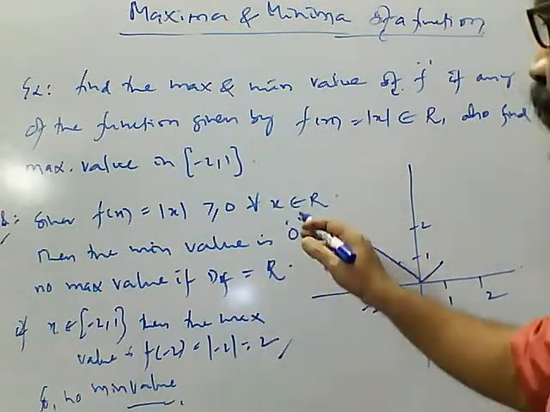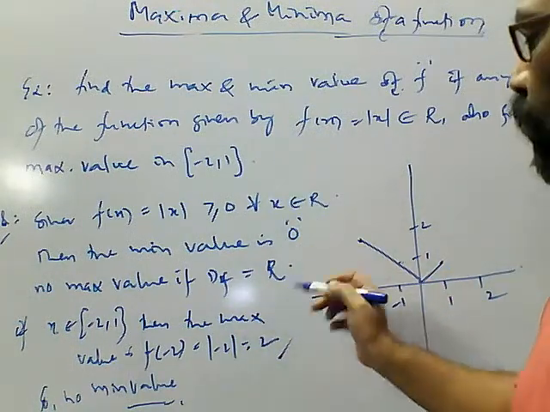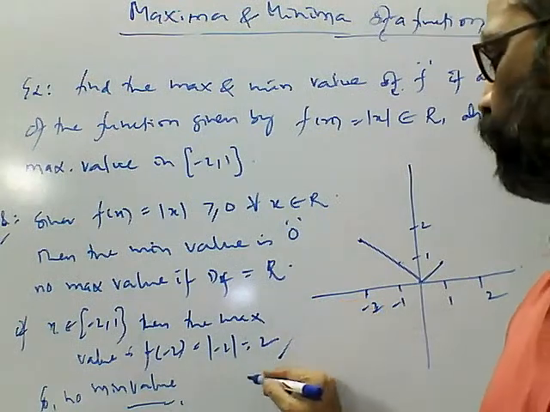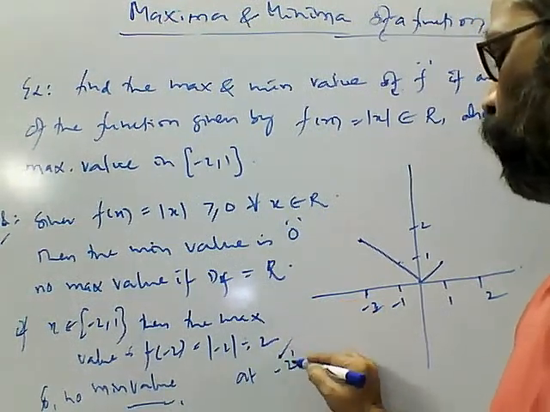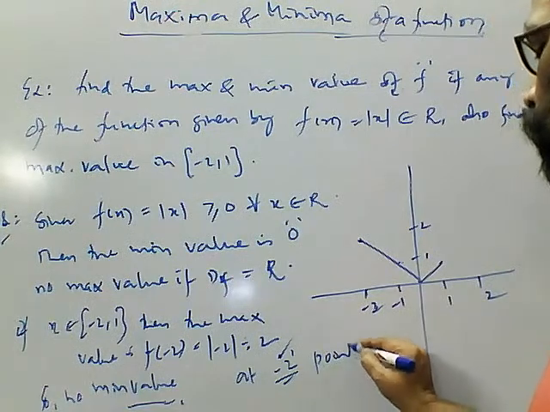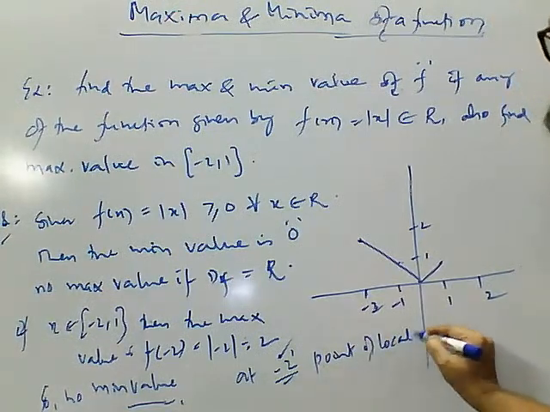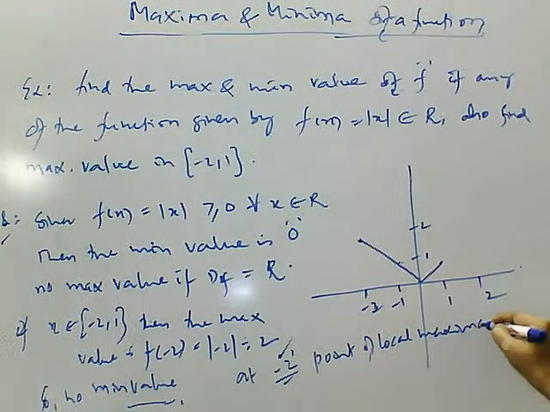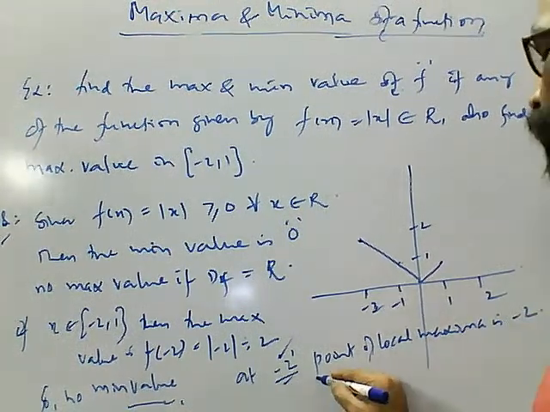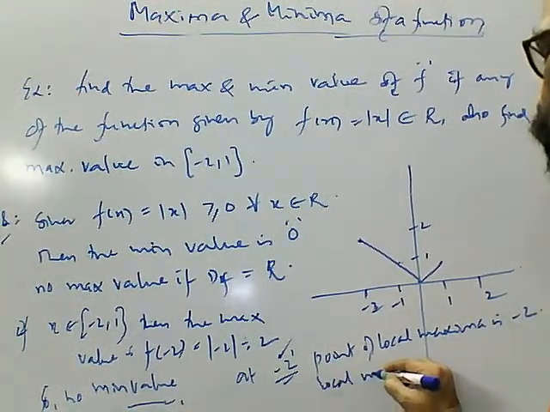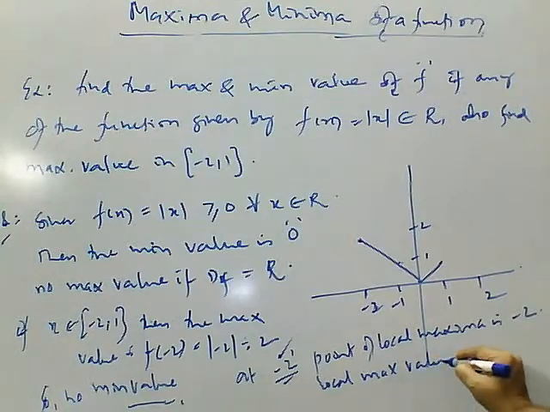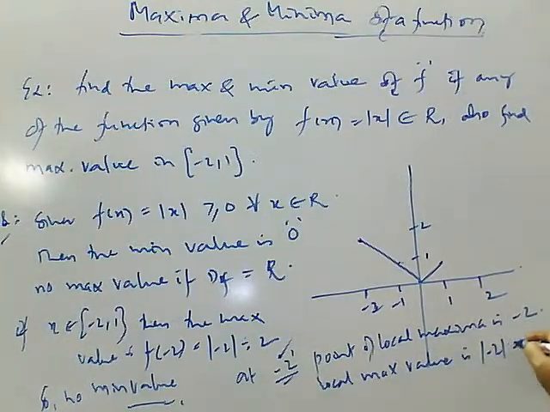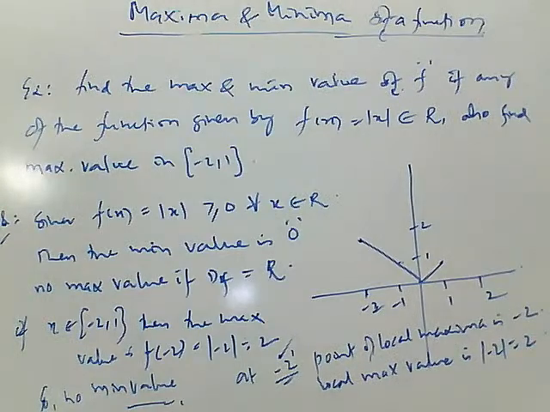So understood now? Here the minimum value is 0, no maximum value. Here the maximum value is 2, at minus 2. So the point of local maxima is minus 2 and the local maximum value is mod minus 2, which is equal to 2. You understand the difference between the point of local maxima and the maxima, and the point of local minima and the minima also?